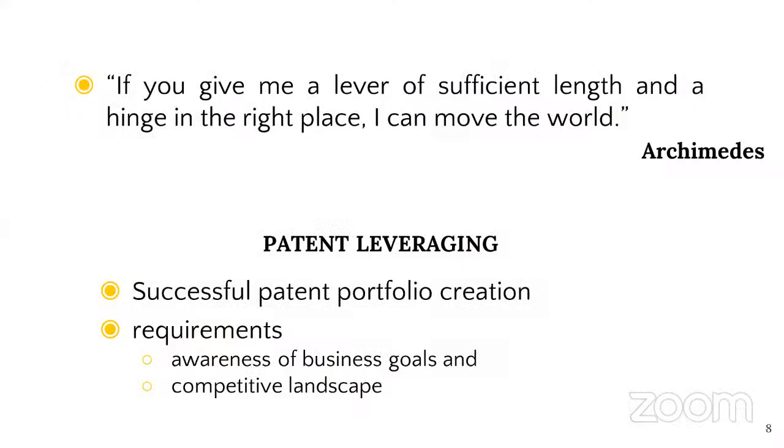So, in patent filing, take Archimedes, who was a scientist and discovered the calculation of the volume of an object that does not have a regular shape. Through the Archimedes principle, we calculate density or specific gravity. He said that if you give me a lever of sufficient length and a hinge in the right place, I can move the world. So Archimedes is only a scientist.